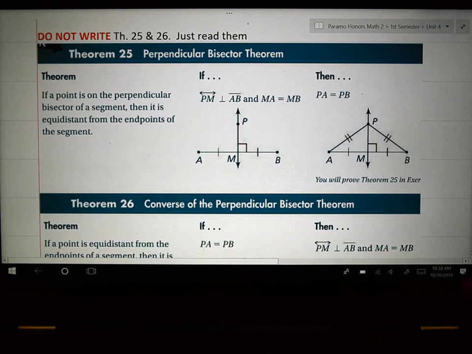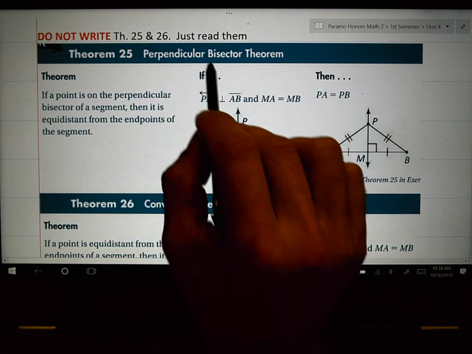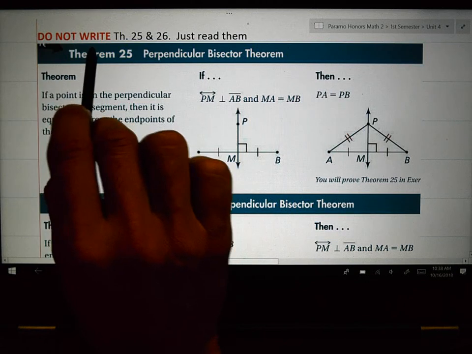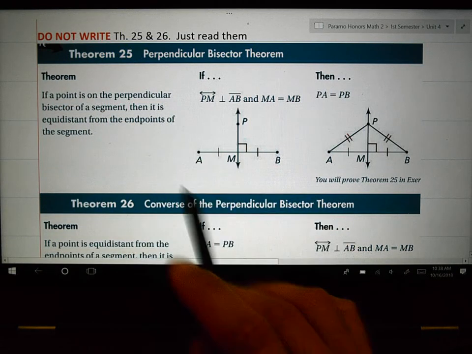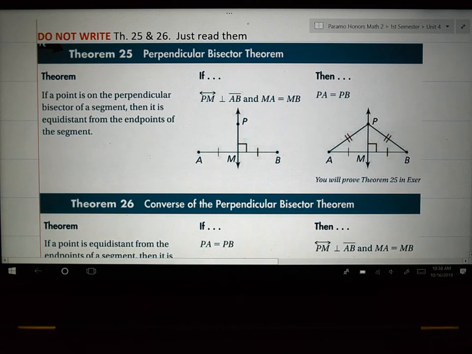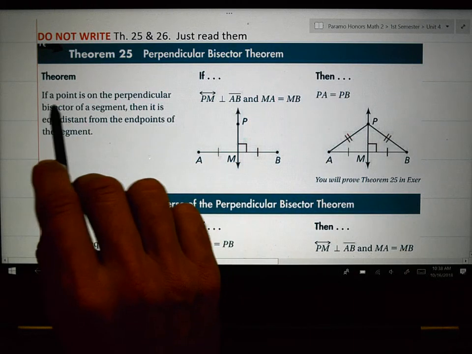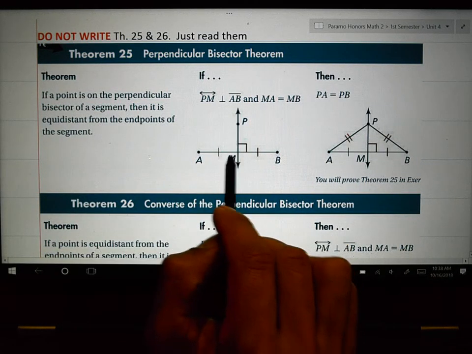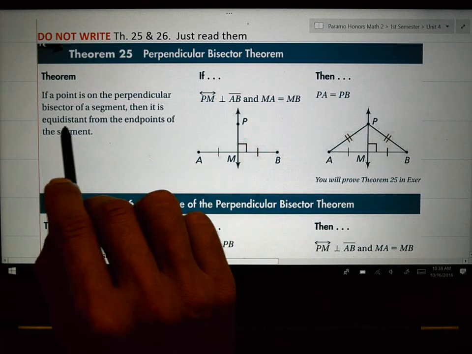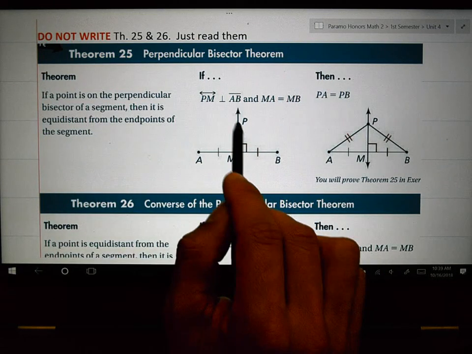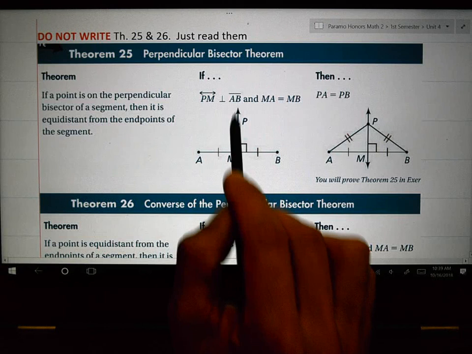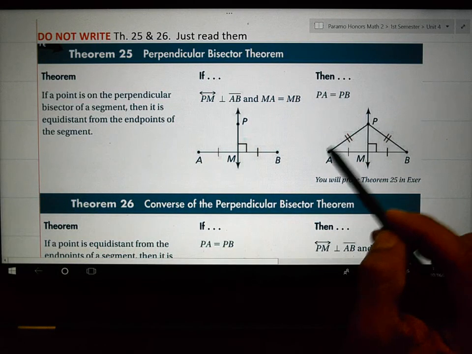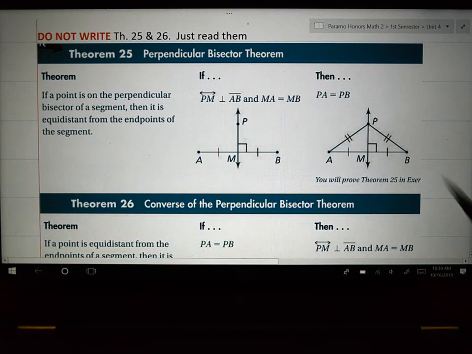So that's what these two theorems say. The perpendicular bisector theorem, it says, do not write, because we're just going to read them. And then I'll show you how you're going to do some problems with them. If a point is on the perpendicular bisector of a segment, point P is on the perpendicular bisector, then it is equidistant from the endpoints of that segment. If P is on the perpendicular bisector, then PA must be equal to PB.